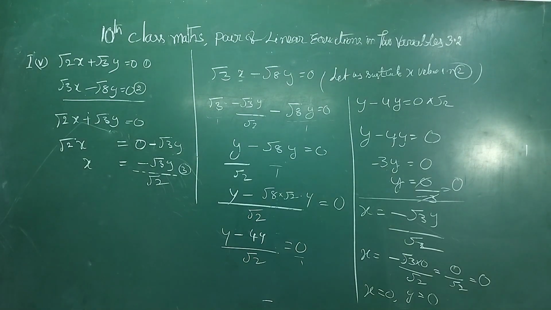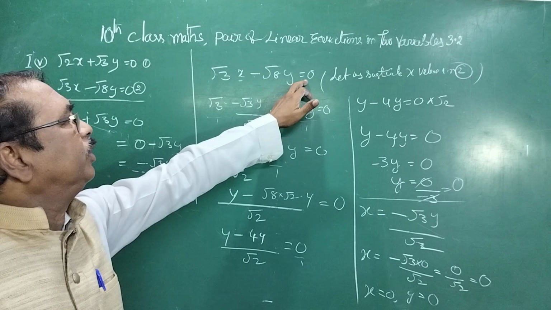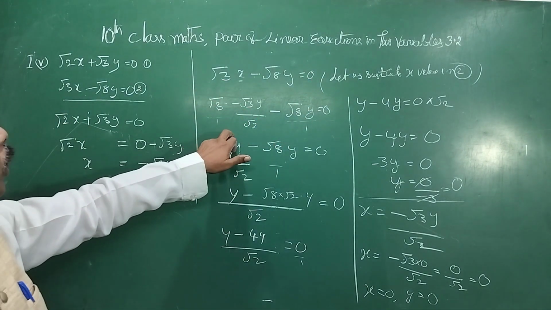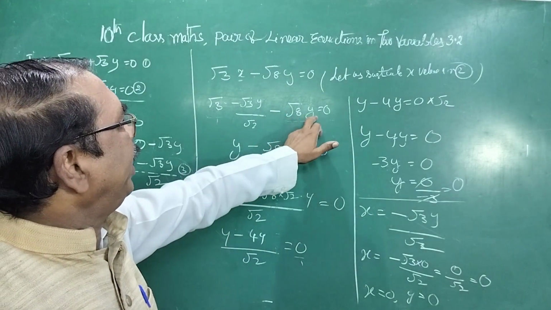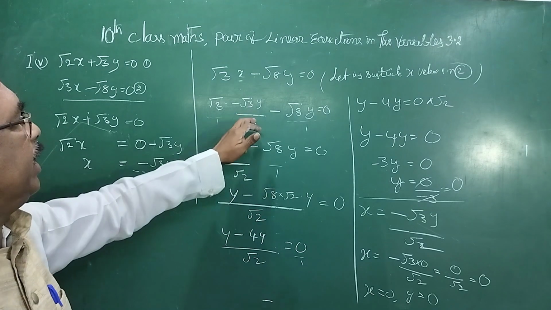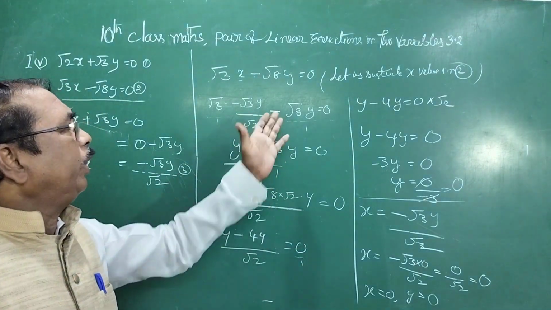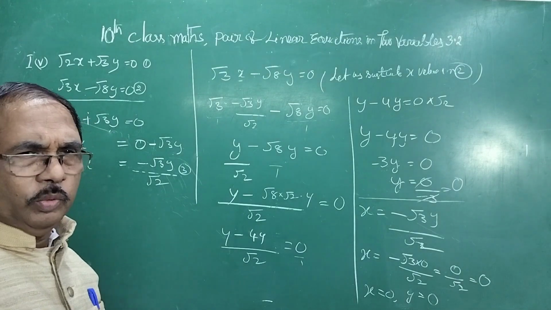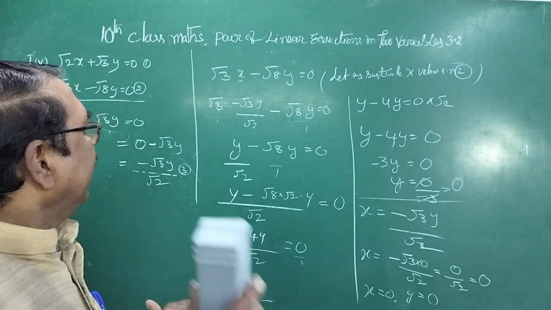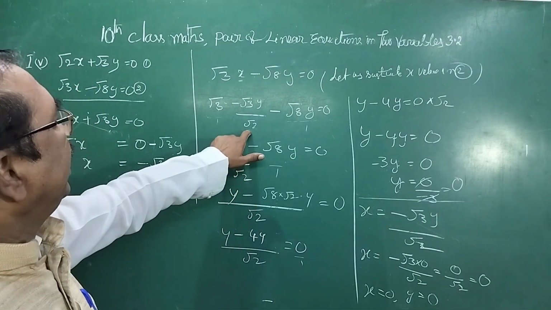And the second equation is there. Now what is the second equation? Root 3 into x minus root 8y is equal to 0. In the x place, we have written minus root 3y by root 2, minus root 8 into y, equal to 0. Root 3 means root 3 by 1, root 8 means root 8 by 1. If we want to add or subtract fractions, we have to find the LCM. Root 2 is the LCM.